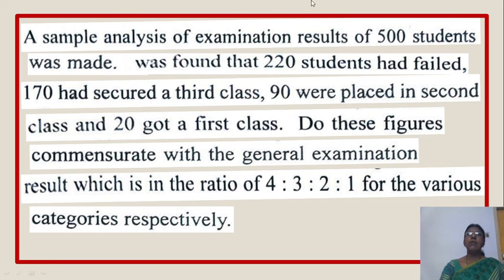You see, what total we have been given: 500 students. It was found that 220 failed, so failed candidates are 220. Next, 170 third class, 90 second class, 20 got first class. These are the frequencies, the observed frequencies. What is the first one? 220, second one 170, third one 90 and fourth one is 20. Okay, these are the observed frequencies. Do these figures agree with the general result, which is in the ratio of 4:3:2:1 for various categories respectively? Okay, ma?